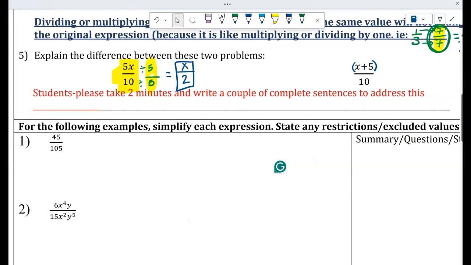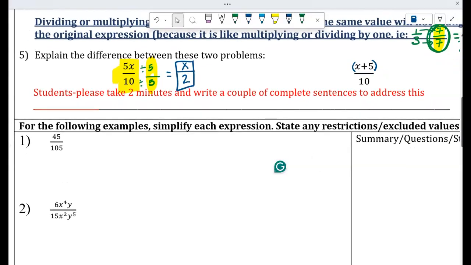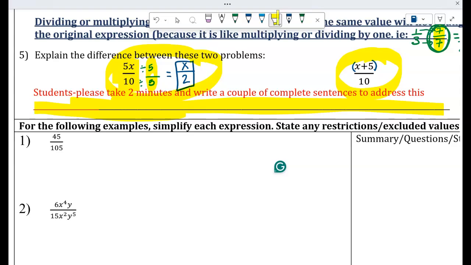So what I would like for you guys to do is take a minute or two and write a sentence or two that will help you know when to reduce and when not to reduce. So on the left side, we are reducible because we have a monomial divided by a monomial. On the right side, it's not reducible because we have a binomial divided by a monomial. So you guys write that out.